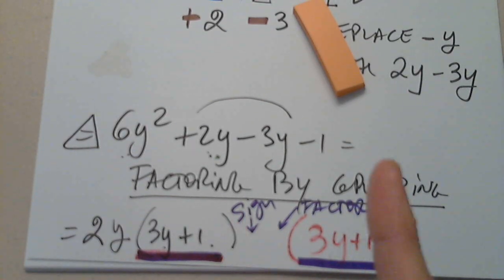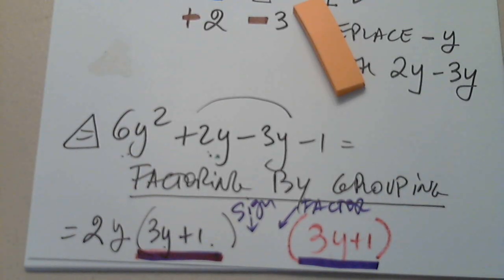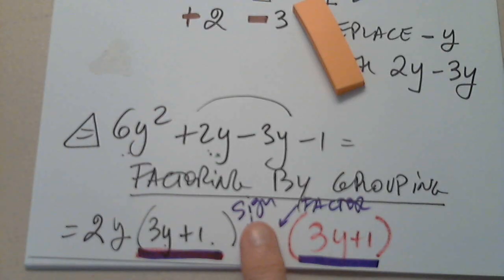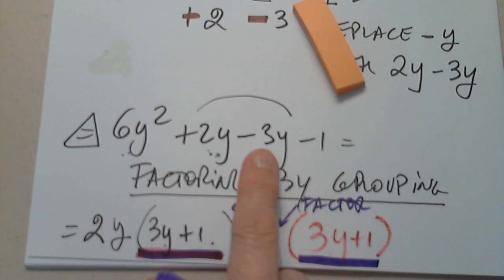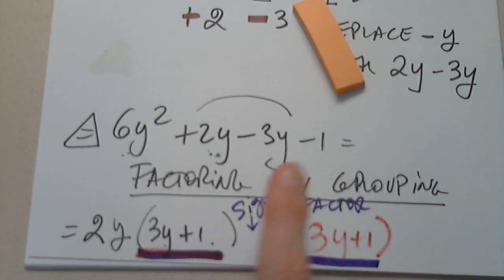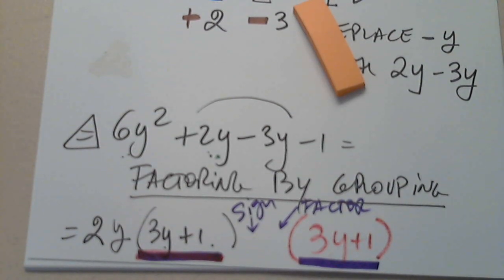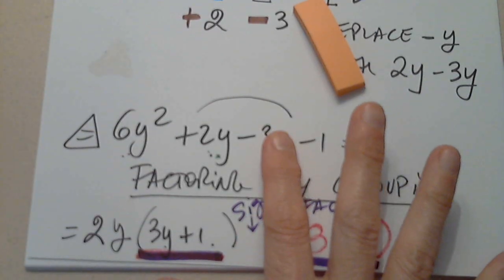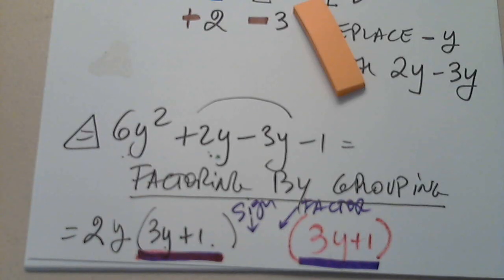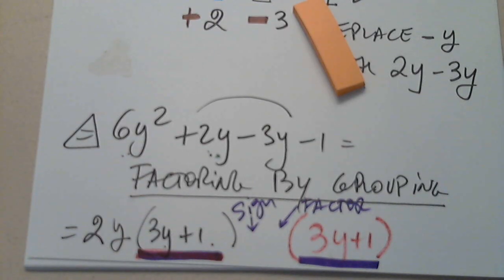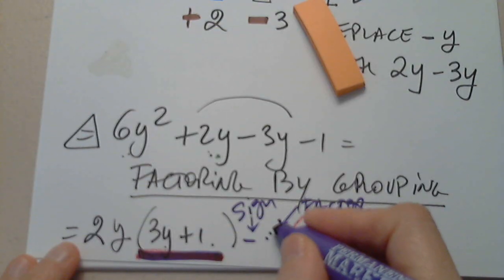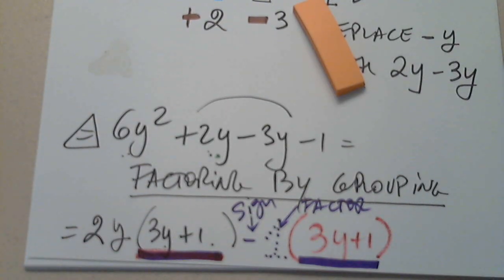I need a sign and a factor. Can anyone give us a sign and a factor such that whatever you give me times 3y is negative 3y? The same thing times 1 is negative 1. What would that be? Yes, negative 1 or just negative. Good. Stay with me. Almost done.